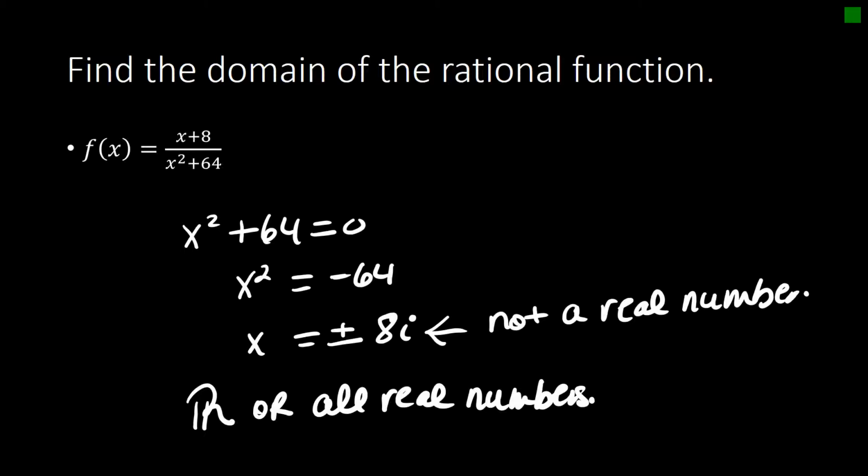Basically, with this one, there are no real numbers that will make that denominator 0. Only complex numbers will make that 0. But we are looking for real numbers that make the denominator 0. So here, there are no restrictions, and the domain is the set of all real numbers.